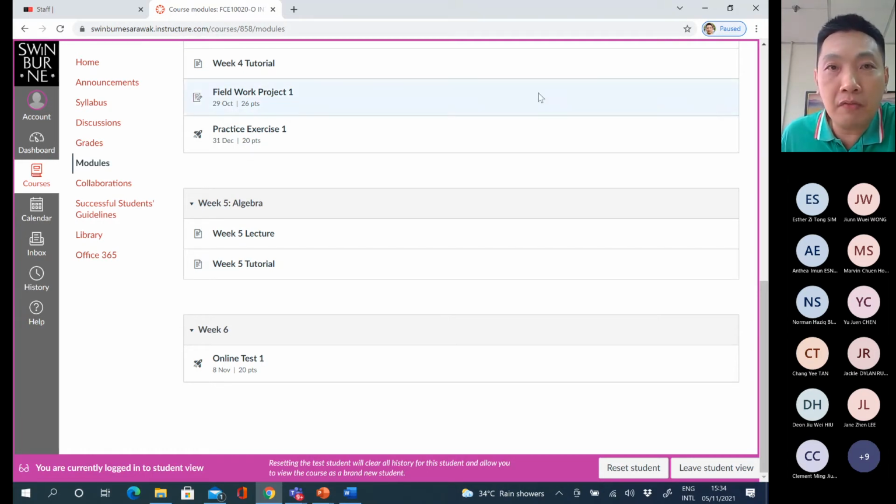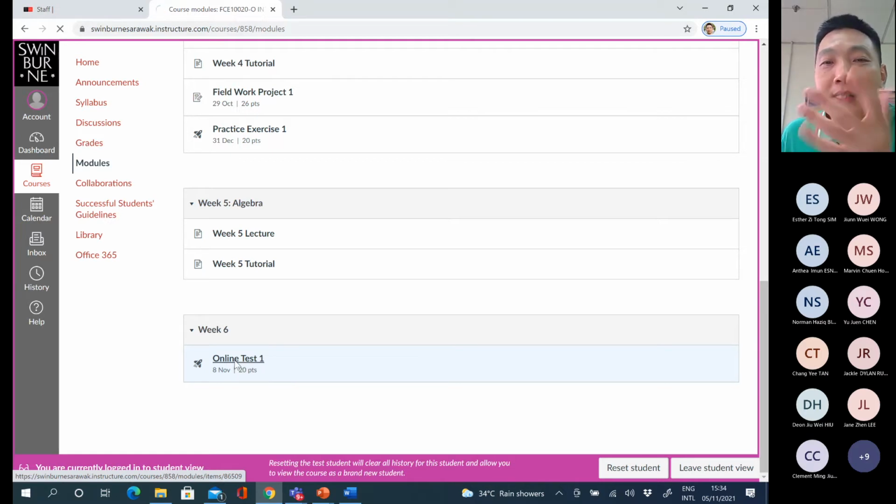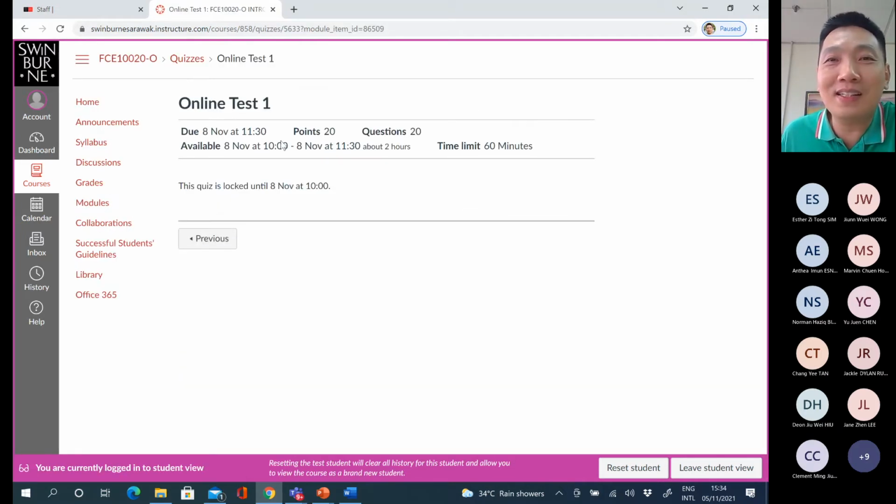You go to Canvas, then go to modules, right? Then you go to the week 6 module and click on the online test one. Now you should be able to click, but you cannot see any question. You only see some instruction, but you cannot see anything.